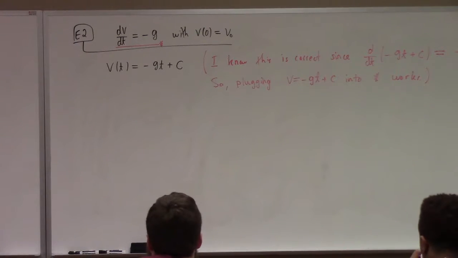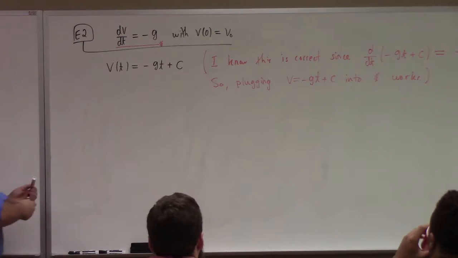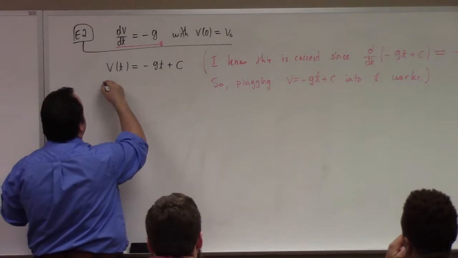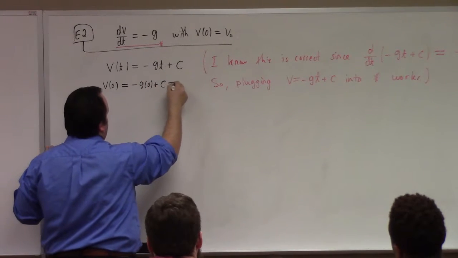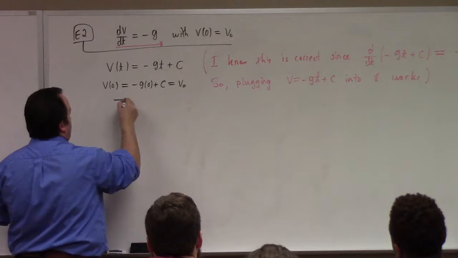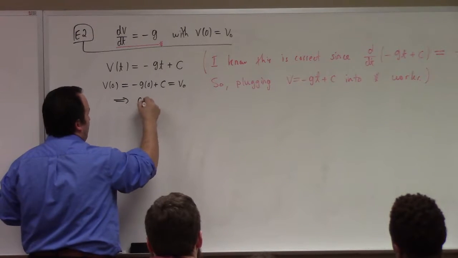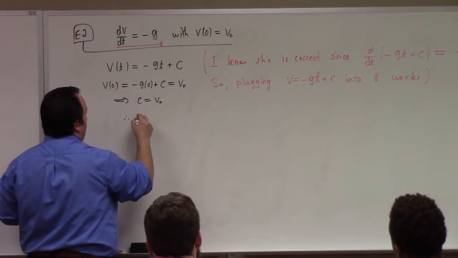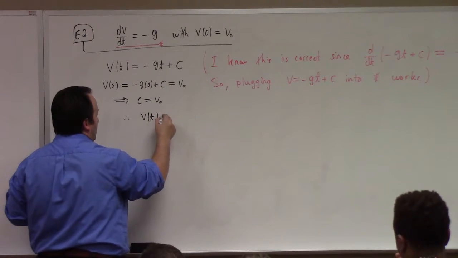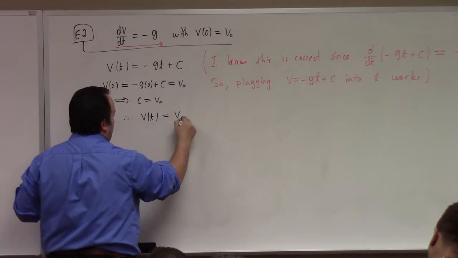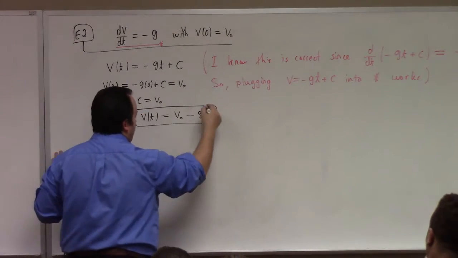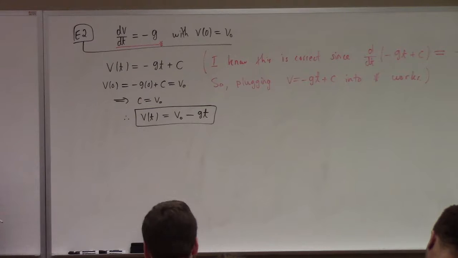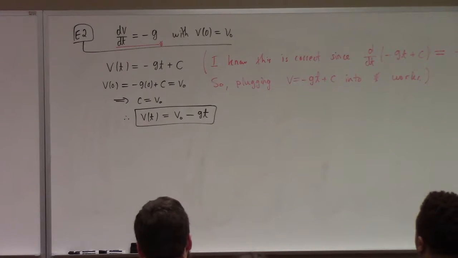Now, that'd be a general solution, right? But if we plug in time 0, what do we get? Minus g times 0 plus c, that's supposed to equal v sub naught. So this gives me that c is v sub naught. Therefore, the solution to the initial value problem here is v is equal to v naught minus gt. Now, perhaps you've seen this before, right? That familiar? Should be familiar. This is the constant velocity formula from Physics 231, right?